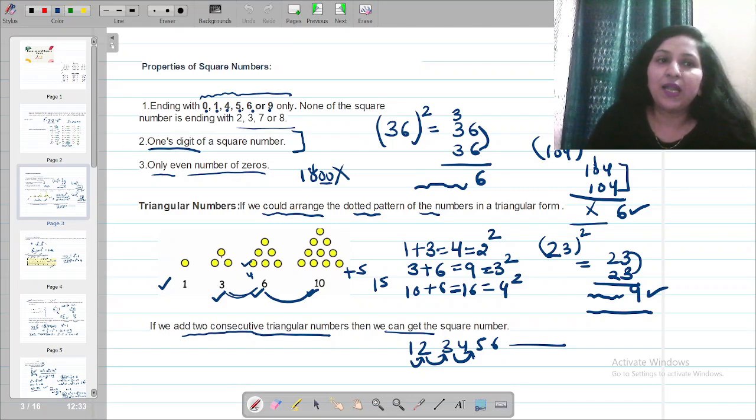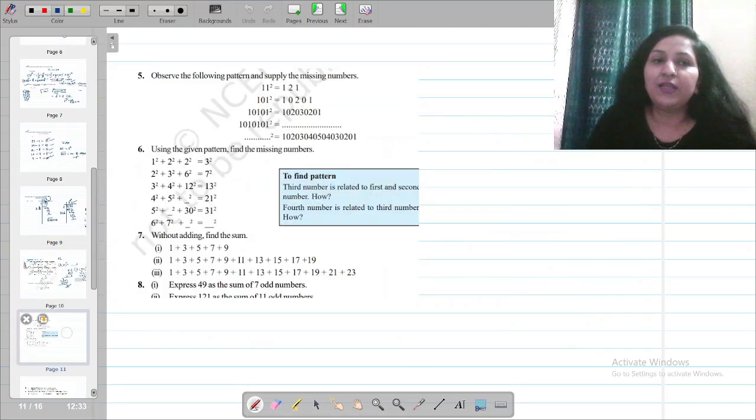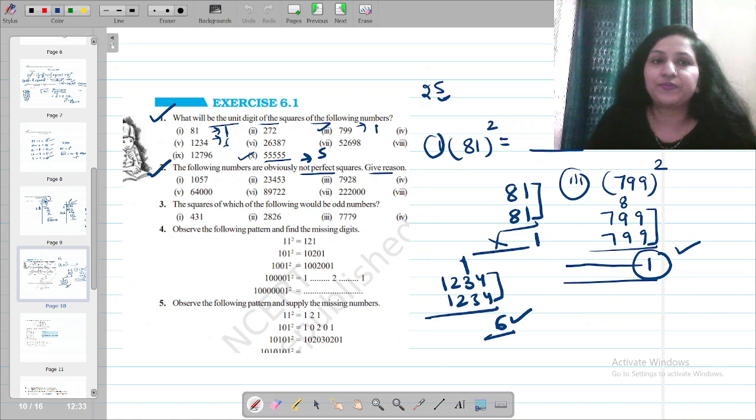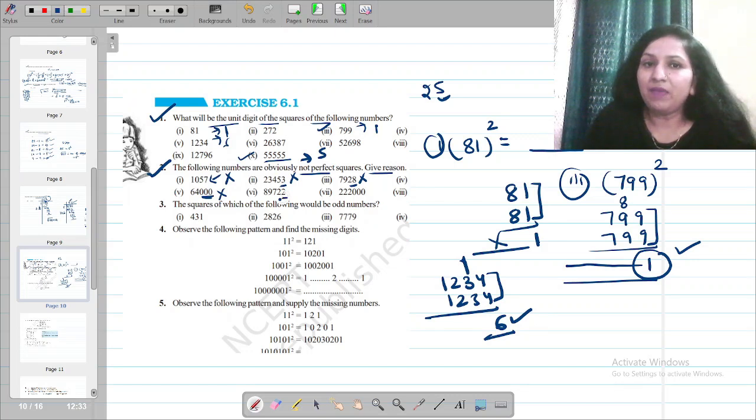So let's have a look at the numbers which are ending with 2, 3, 7, 8. Ones digit 7 cannot be a perfect square. Ones digit 3 cannot be. Ones digit 8 cannot be. An odd number of zeros cannot be. It is coming with 2, cannot be. An odd number of zeros, again, it cannot be. So you can write the reason.